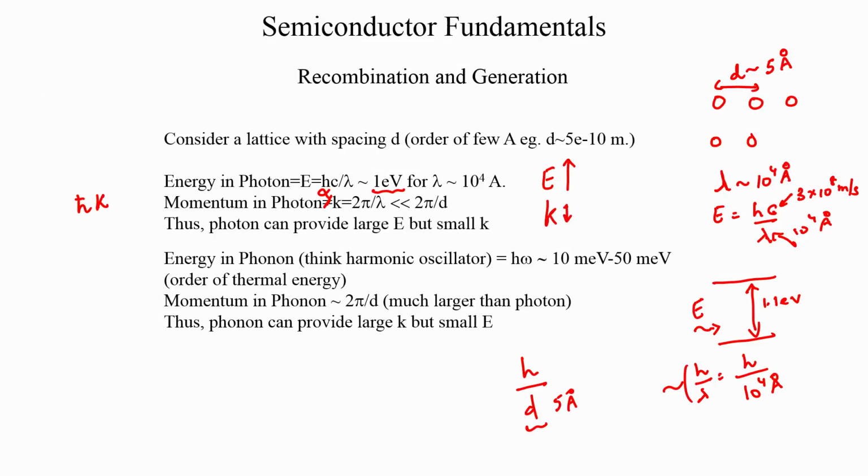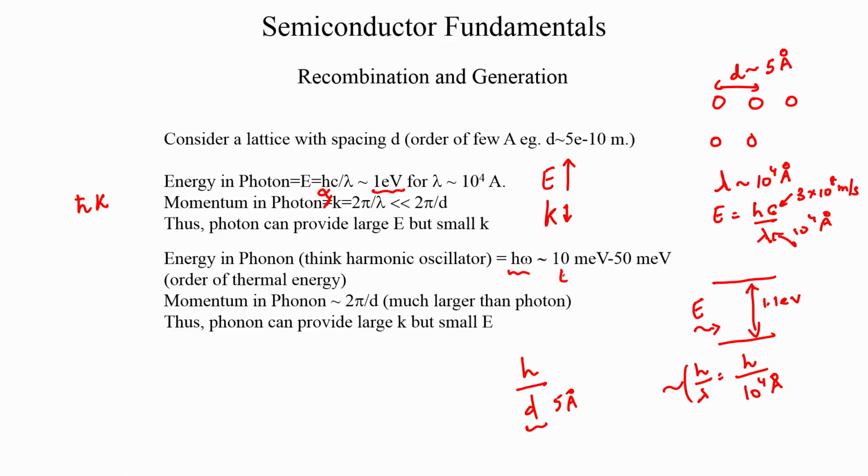But let us think about a phonon next. A phonon is the unit of your vibration, right. It is the energy carrier for vibrations. So, if you think about the energy of a phonon, if you remember the harmonic oscillator, the energy is the order of h omega, which is about say 10 to 50 milli electron volts. And that is the order of the thermal energy, that is what is responsible for your lattice vibrations. So, the energy in a phonon is very, very small compared to a photon. The energy in a phonon is about 1000 times less than the energy in a photon.